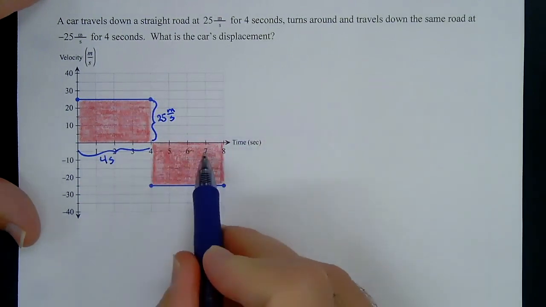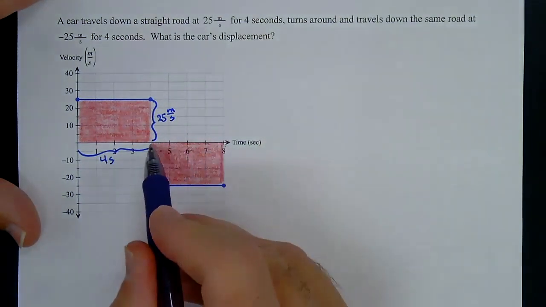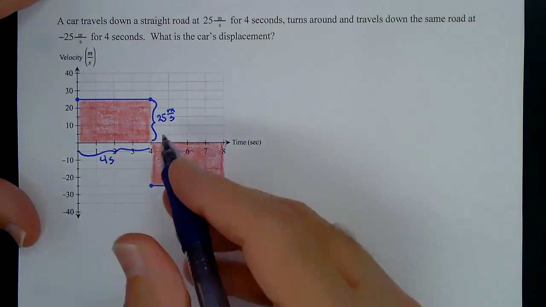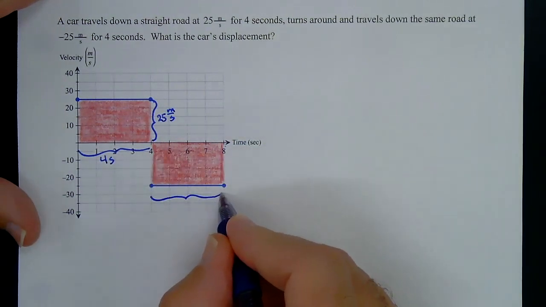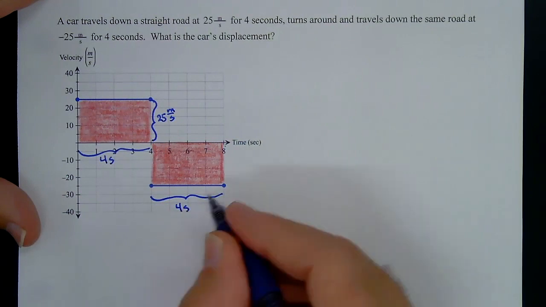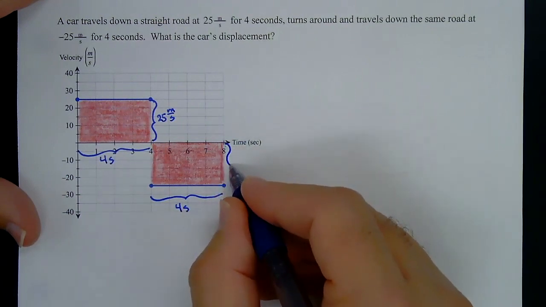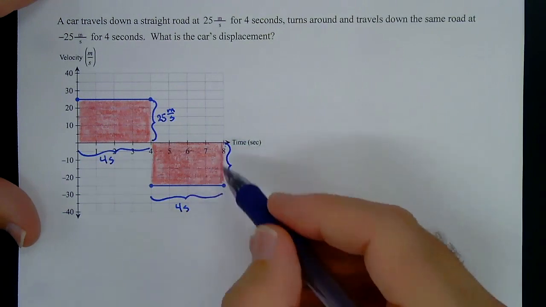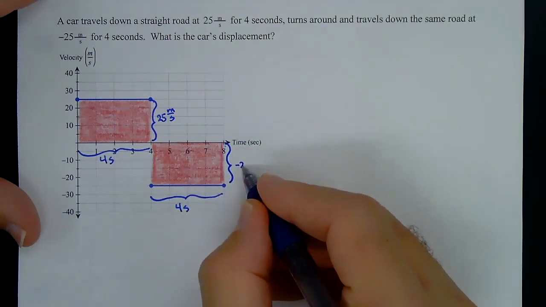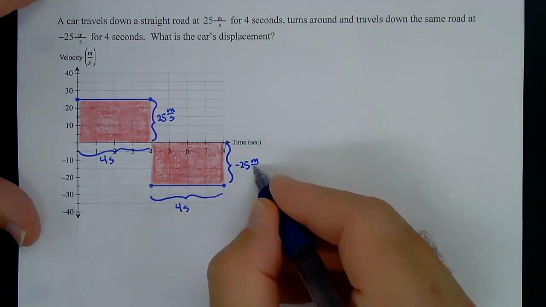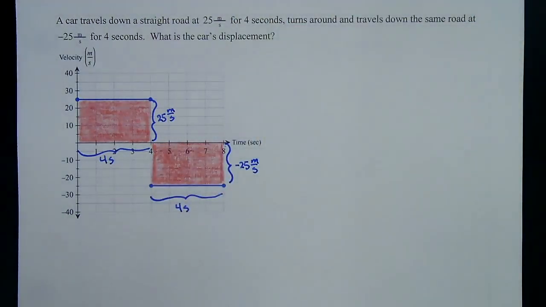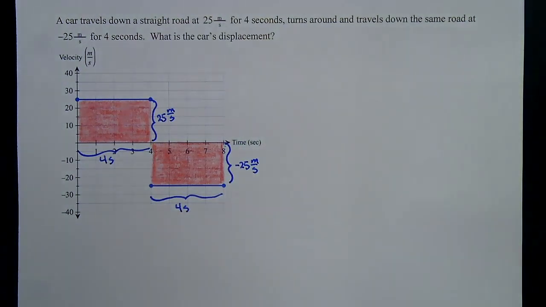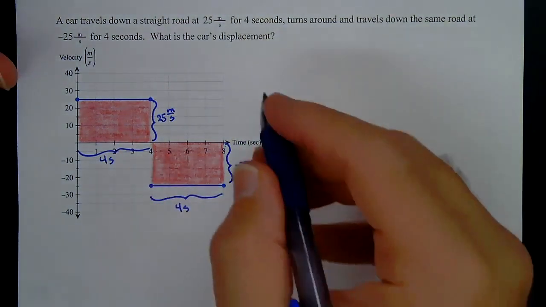This next rectangle goes from 4 to 8, but the change in time here is 4. So I'm going to do this one down here. This is 4 seconds again, but now the height of this rectangle would be negative 25 meters per second. To get my displacement over the 0 to 8 seconds, I'd have to combine both of these areas.